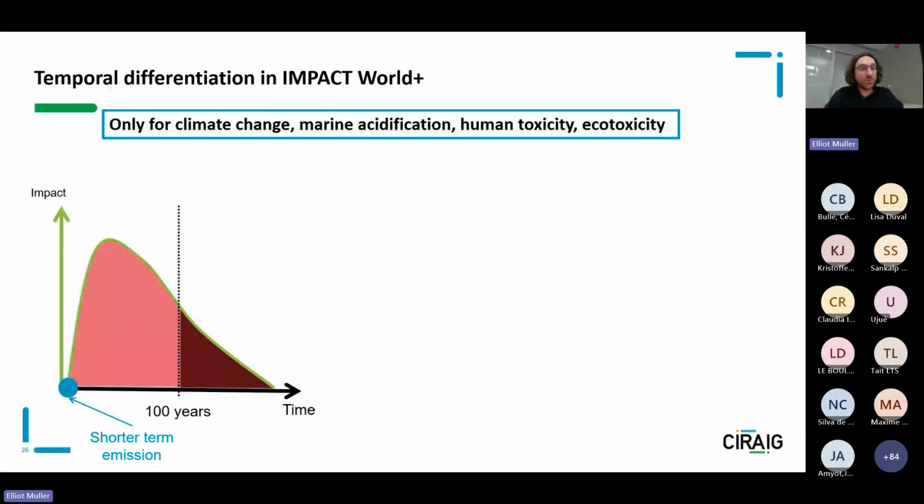So to represent that, we developed characterization factors representing only the impacts for the shorter term, and other characterization factors representing only the impact at the longer term. That is for the damage level indicators. So once again, the longer term indicators only represent impact happening after 100 years, nothing before 100 years. So that means that both those indicators, both those results at the damage level, are summable.